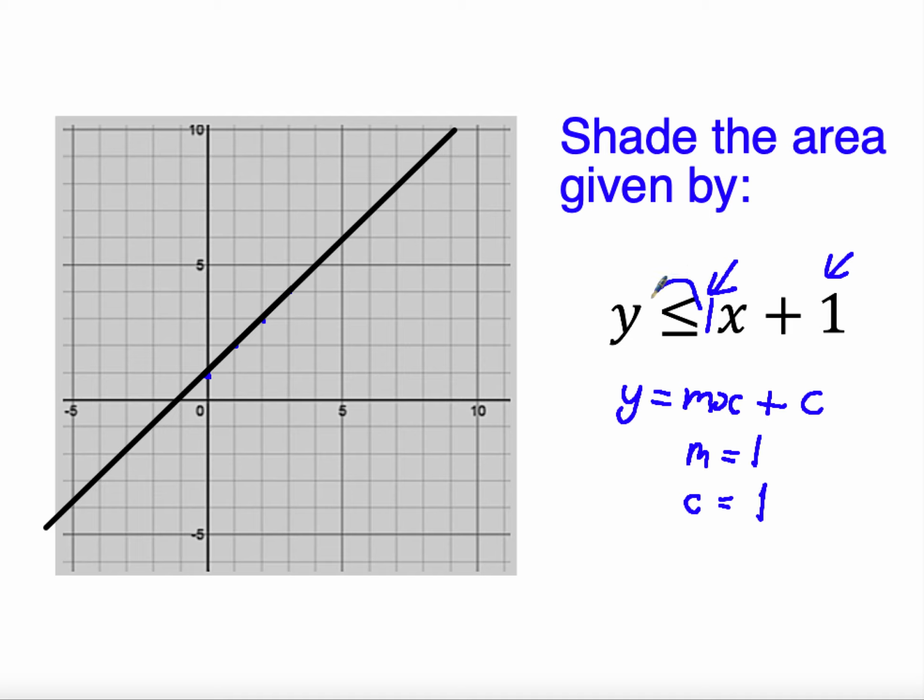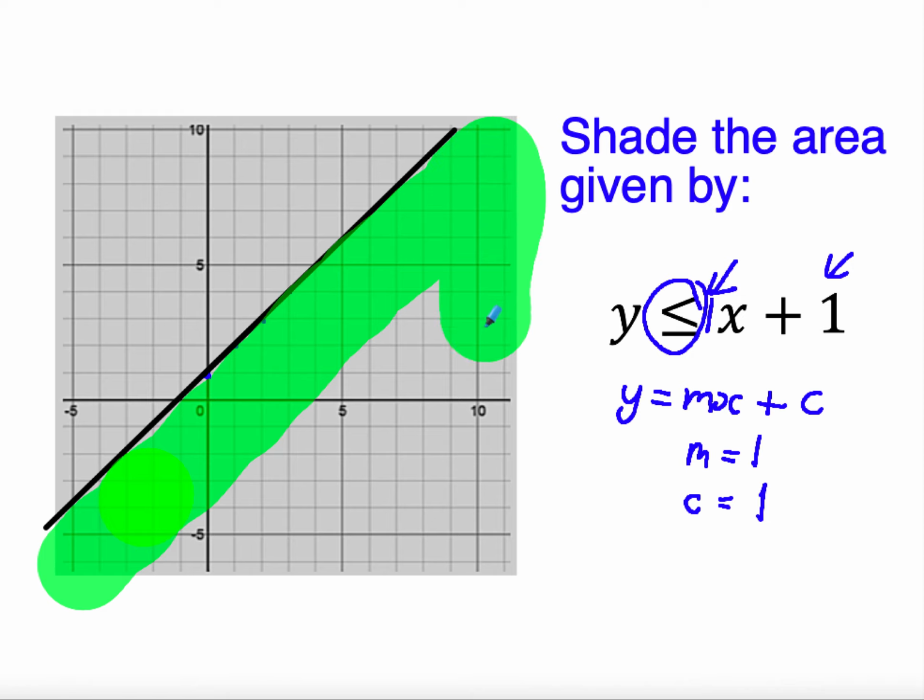So now I return to look at the symbol. I want y to be less than or equal to x plus 1, which means I want below the line. So below the line will look a little bit like this.